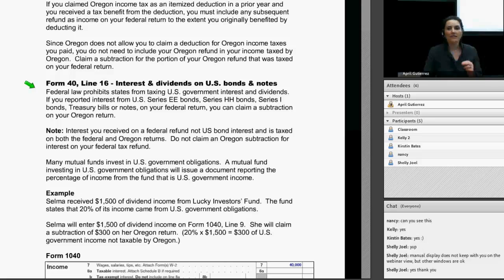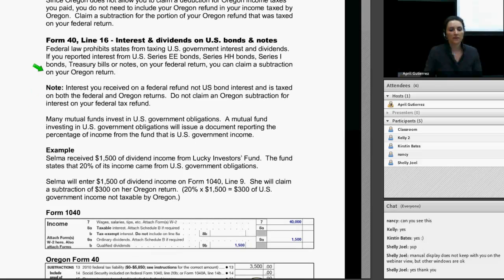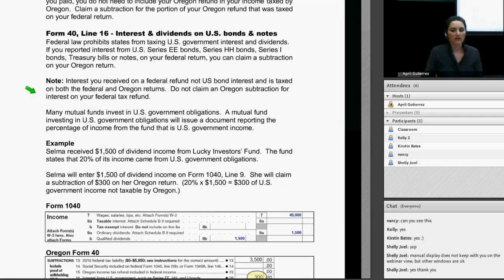And of course, Form 40, line 16 is a subtraction. Federal law prohibits states from taxing U.S. government interest and dividends. If you reported interest from U.S. Series EE bonds, Series HH bonds, or Series I bonds, Treasury bills, or notes on your federal return, you can claim a subtraction on your Oregon return. Note, though, that interest you received on a federal refund is not U.S. bond interest and is taxed on both the federal and Oregon returns. Do not claim an Oregon subtraction for interest on your federal tax refund.